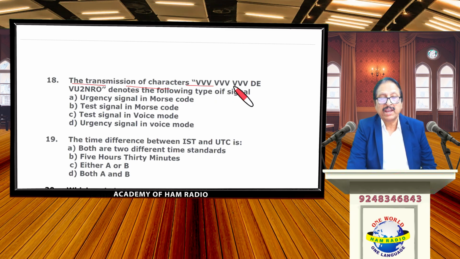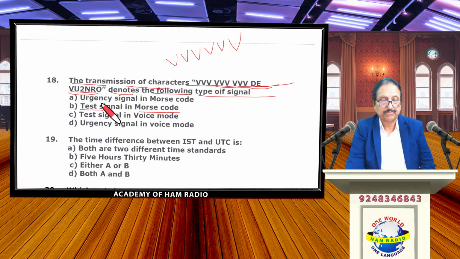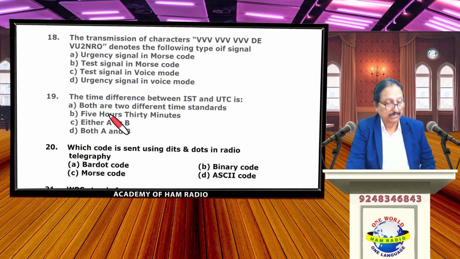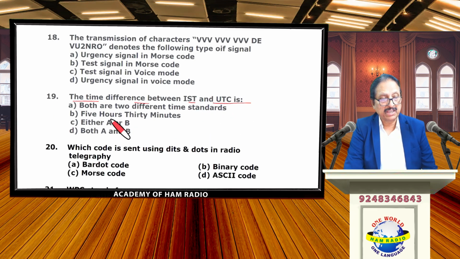The transmission of characters VVV, VVV, VVV, DE, VE2 NRO denotes the following type of signal. This is test signal in Morse code. VVV, test signal in Morse code. So, who is giving this test signal? VE2 NRO station. The time difference between IST and UTC is 5 hours 30 minutes. Bravo is the right option.